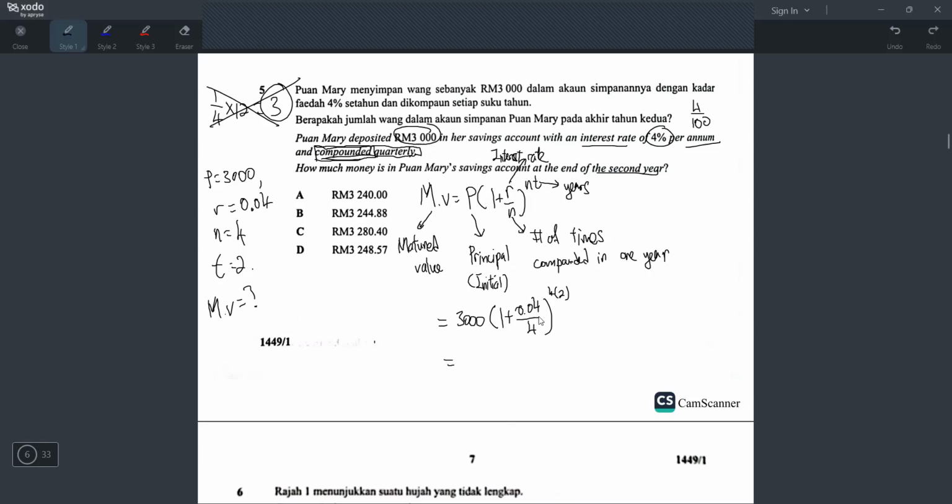If I am you, I will calculate 4 times 2 first, which I will get 8. Also, 0.04 divided by 4 is 0.01. And then this power 8, and this will be 3000. Now you will end up with 3000 bracket 1 plus 0.01, which is 1.01, power 8. Now I'll just press all of this into my calculator: 3000 times open bracket 1.01 close bracket power 8. My calculator gives me 3248.57. So ABCD, D is your answer. So that's how you do it.